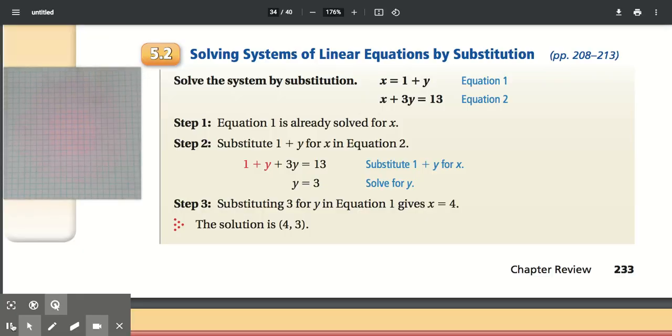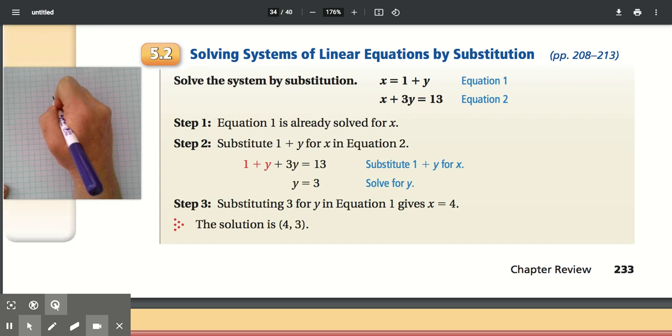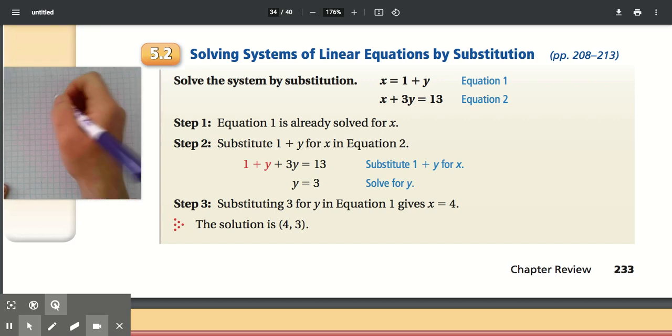Our next strategy is solving a system of linear equations by substitution. Step 1. Equation 1 is already solved for x. So step 1 is actually solve one of the equations in terms of x equals or y equals. That's what you want to look for, okay? And then whatever this whole y equals is equal to, you're going to put that into your second equation anywhere you see a y. So let's take a look at what that looks like in this situation.